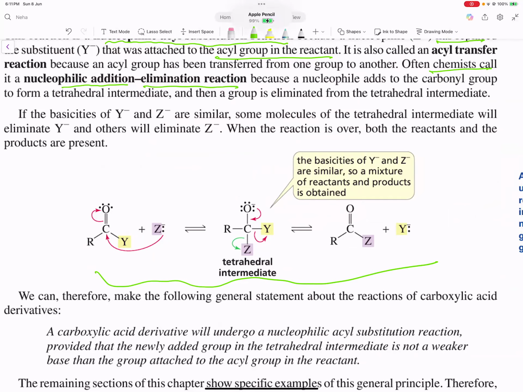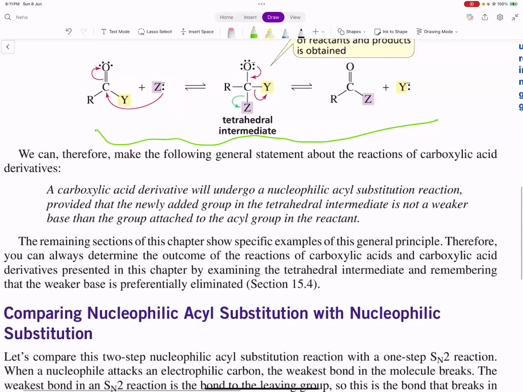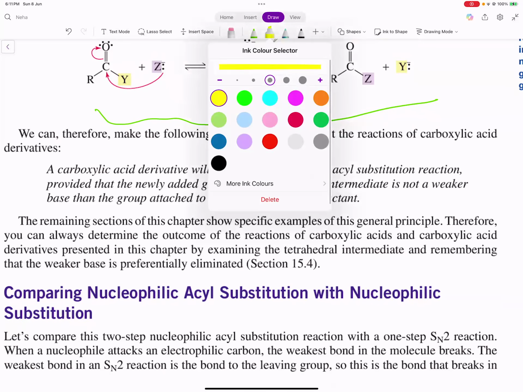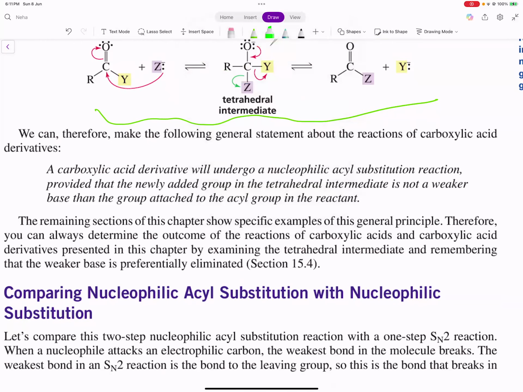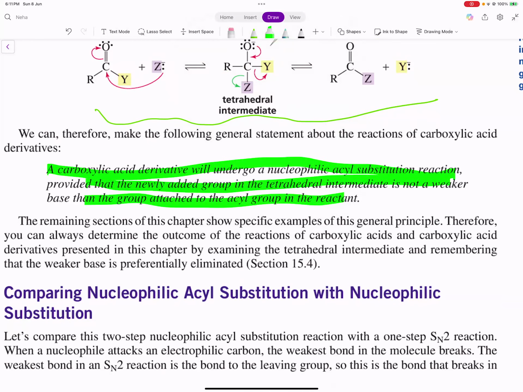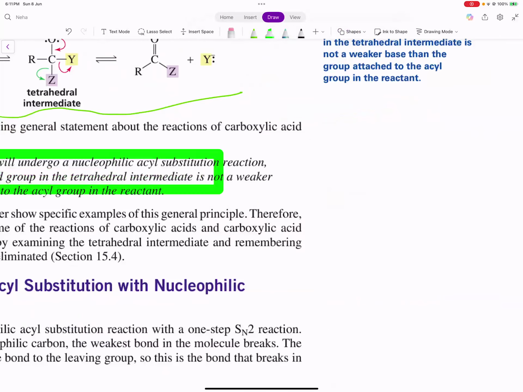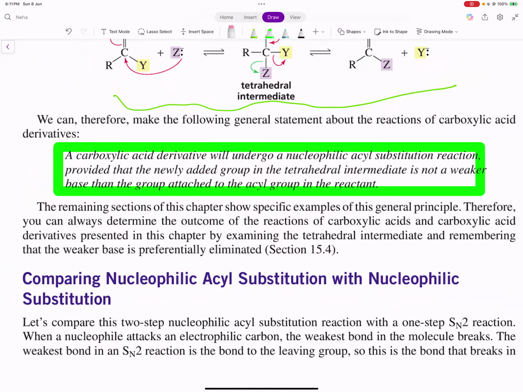So, what we have learned here is that, I think this slide, let's try this. A carboxylic acid derivative will undergo nucleophilic substitution reaction. No, I don't like this at all. This is still better.